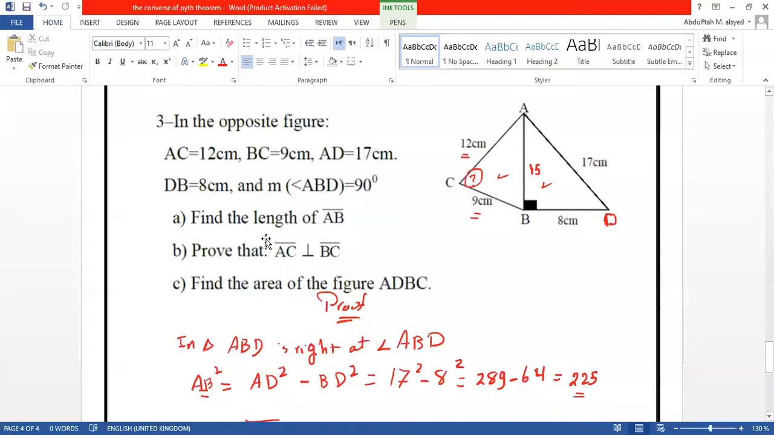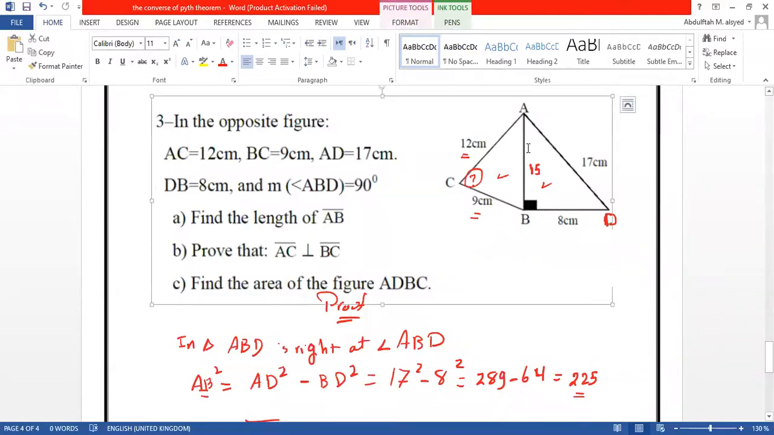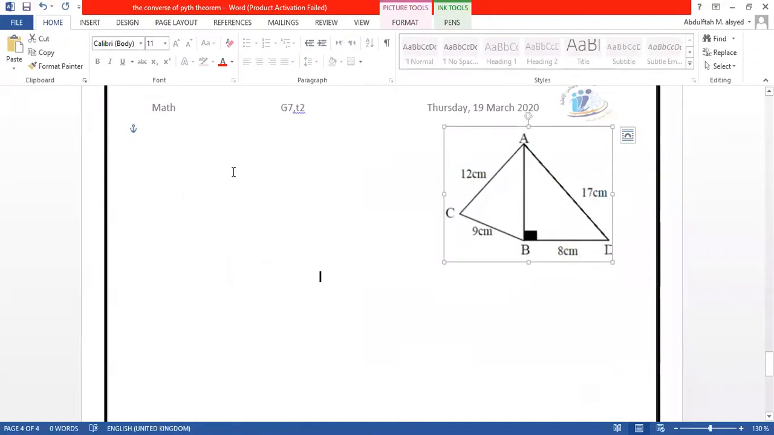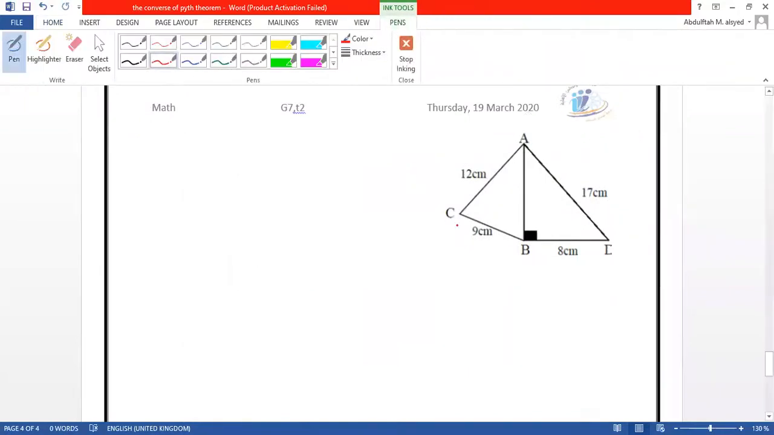Now the third required is to find the area of the figure ABDC, the area of the figure ABCD. We have proved that AC is perpendicular to BC, so this angle is 90 degrees. In order to find this area, we have to find the area of this triangle first, and then this triangle. We have found that AB equals 15 centimeters.